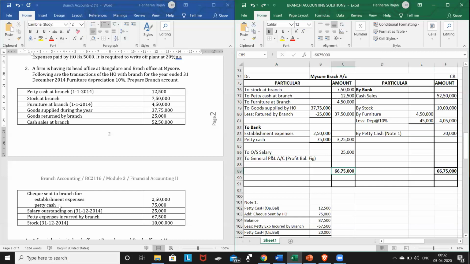So what is the profit? Let's calculate the total of this side. The total is 66,75,000 on the debit side. Total of the credit side is 53,500. So the profit is 13,62,500. So from the Mysore branch, the Bangalore head office has got 30,62,500 as profit.